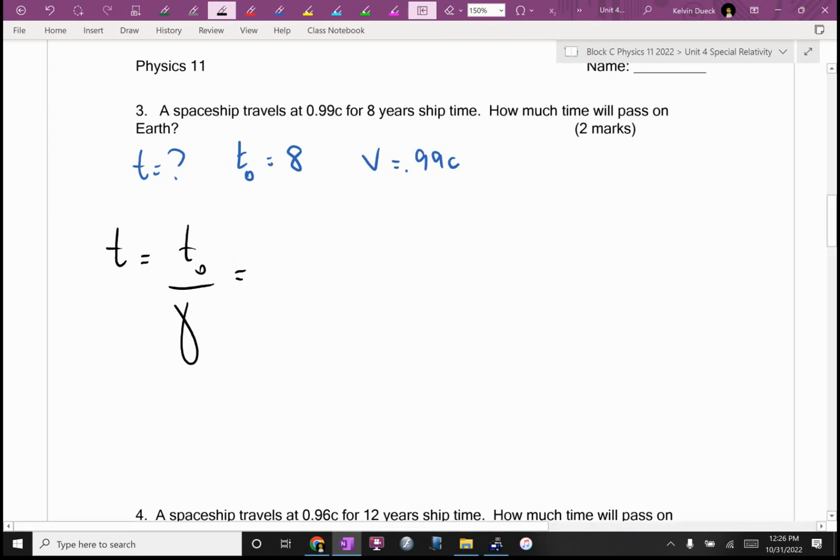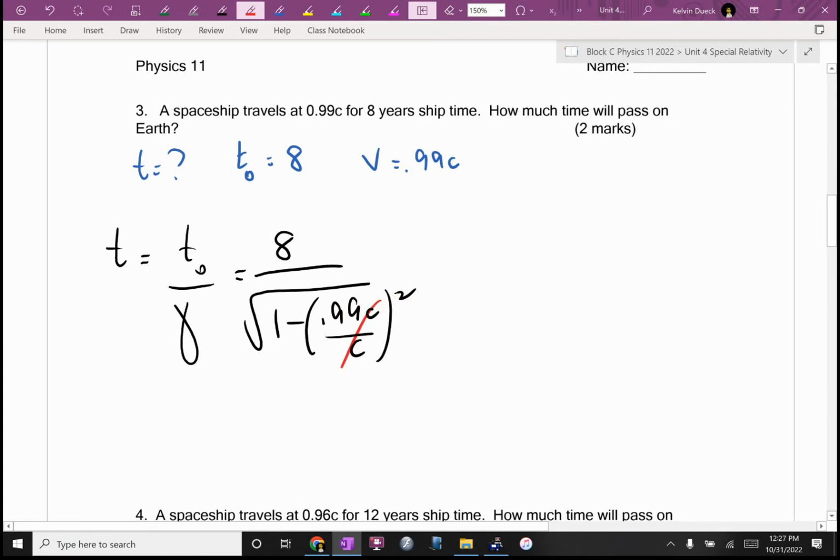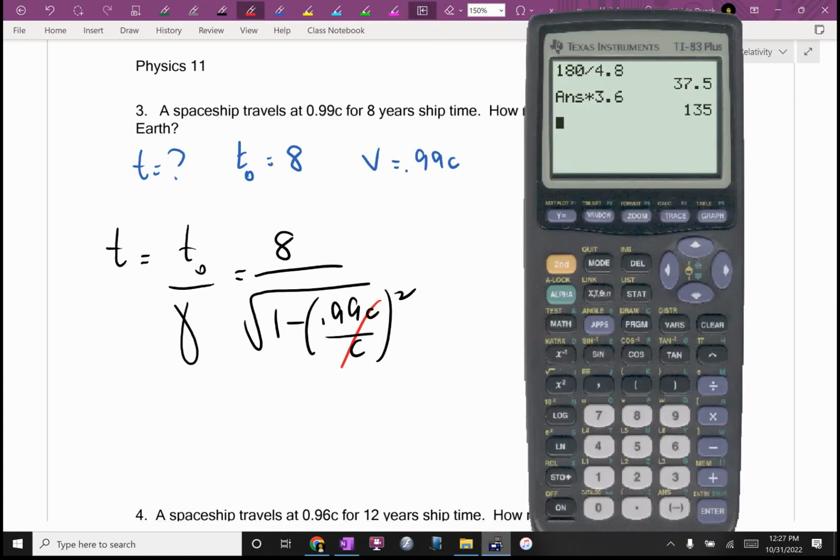So I said it's going to be, oh, we got someone coming in. It's going to be 8 divided by the square root of 1 minus 0.99 C over C all squared. Do you see? Yes, I see. It's going to be 8 divided by the square root of 1 minus 0.99 squared. Is it 56.7?